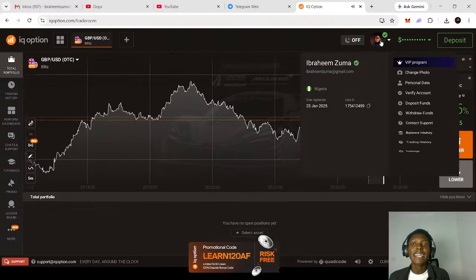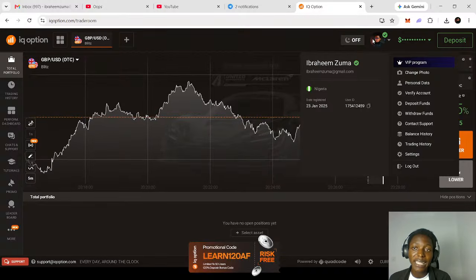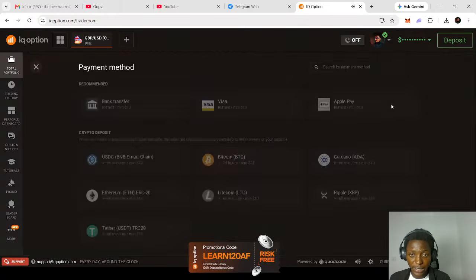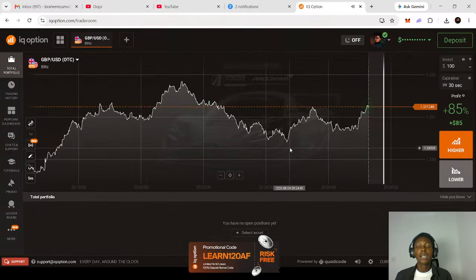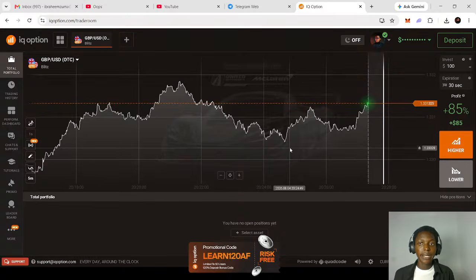And there is another way you can deposit. If you click your profile image right here, you can see there is a deposit funds option. If you click it, it is the same thing as clicking the deposit button right here. So that is the first thing. After you deposit money into your account, the next thing is how you can start trading, right?